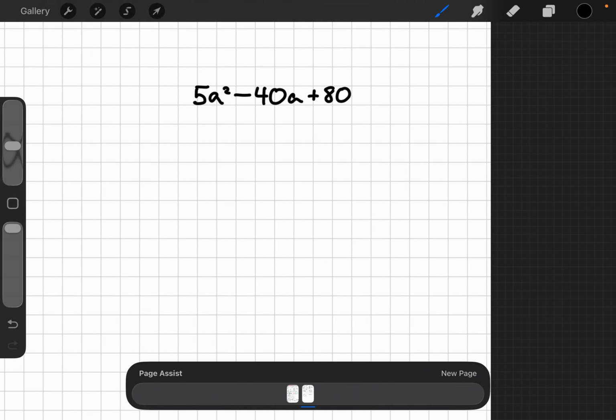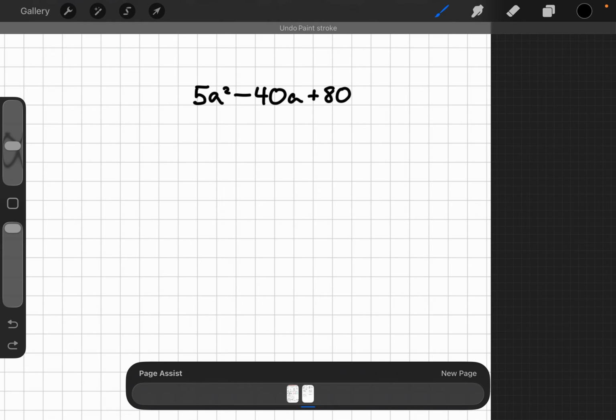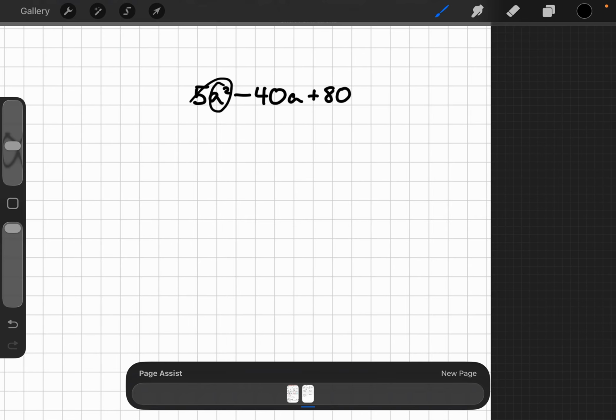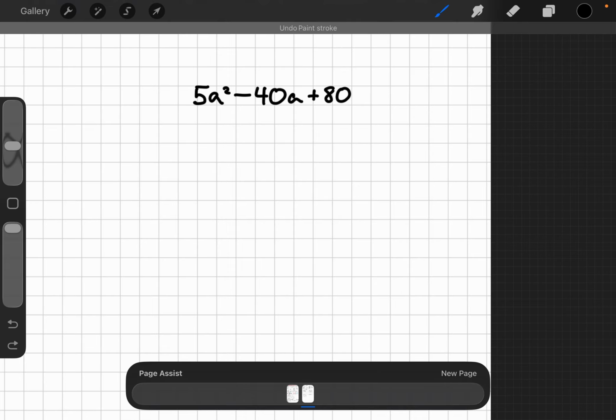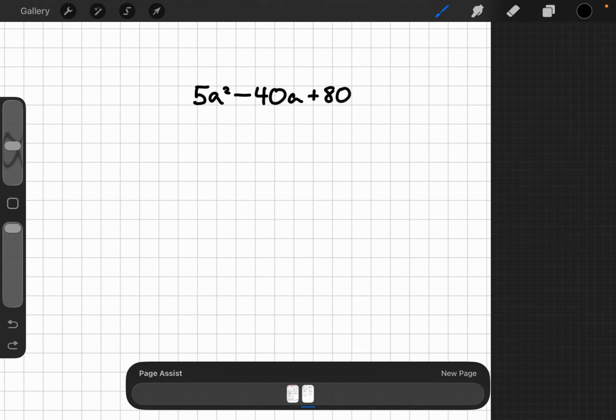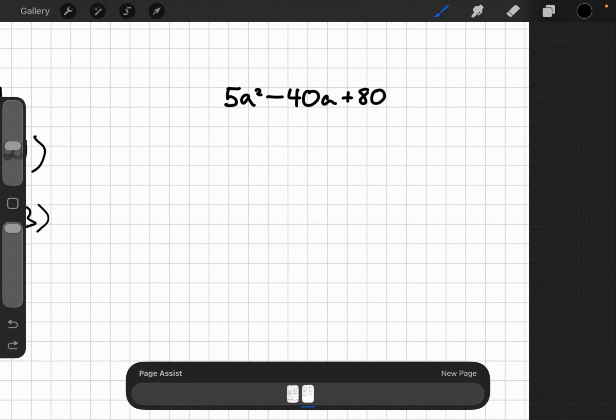Last one. Now try to pause the video and see if you can figure this out. I'll give you a tip right here. You factor out a 5 right here. There is a coefficient in front of a squared. You must factor that out. Get rid of that before trying to factor this. All right, I'll be moving on now.